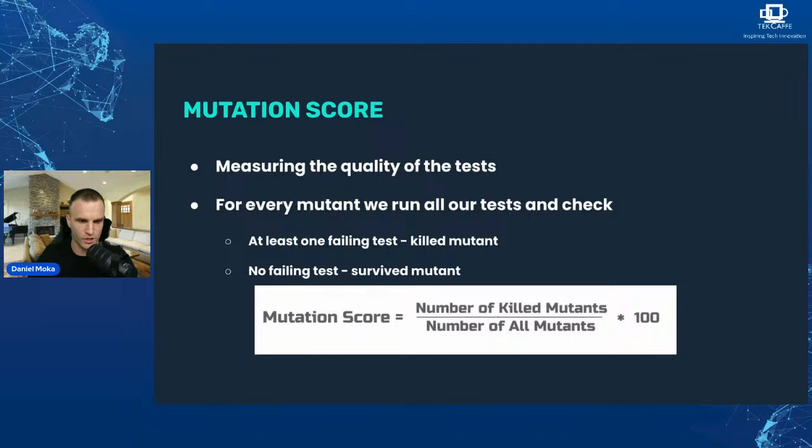So how can we calculate this mutation score? As I already mentioned, for every mutant generated, the framework runs all your tests. If there is at least one failing test, it means it's a killed mutant. If there is no failing test, it means it's a survived mutant. So we have killed mutants or survived mutants. We can calculate the mutation score by dividing the number of killed mutants by the number of all mutants and multiplying by 100. So it's a percentage metric.